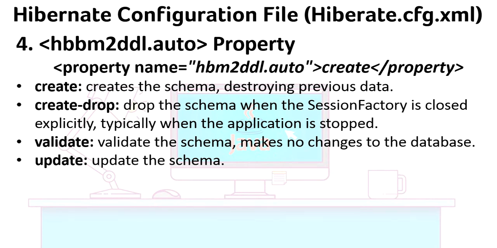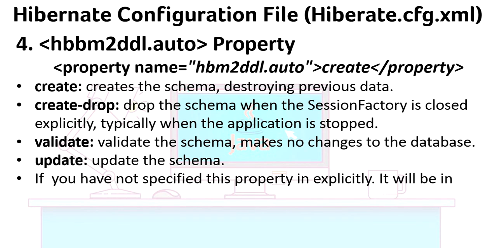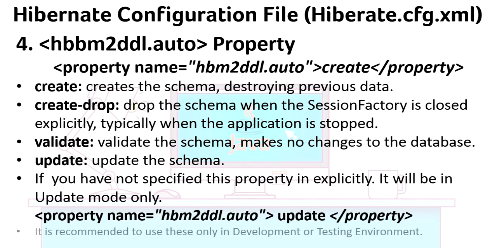If you do not explicitly specify this in the configuration file, it will be in update mode only, that is hbm2ddl.auto in update mode. And it is recommended not to use this in your production or live environment, only in the testing environment, because this could drop your previous data. So take care when using this in a live environment. It is suggested to use a user-defined SQL script file for any database changes.